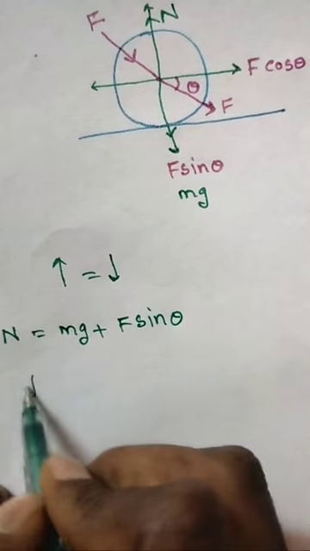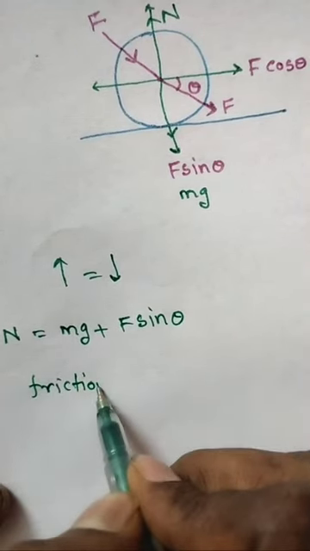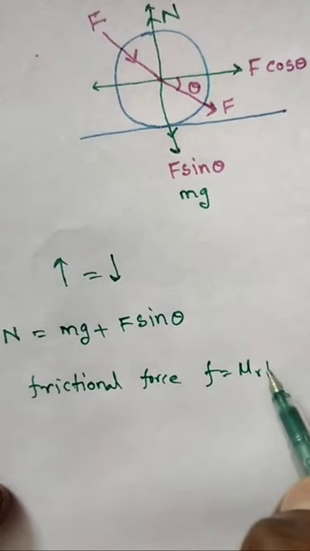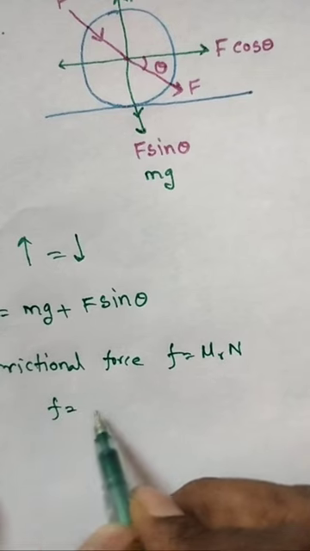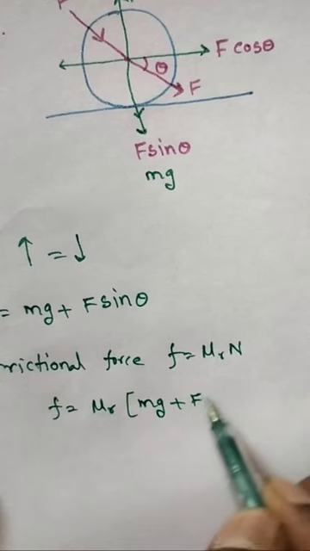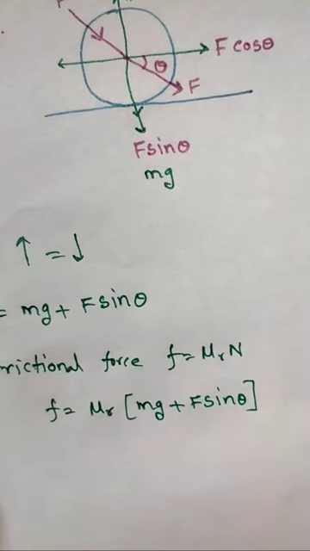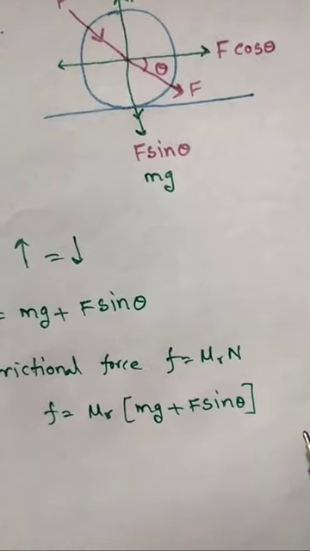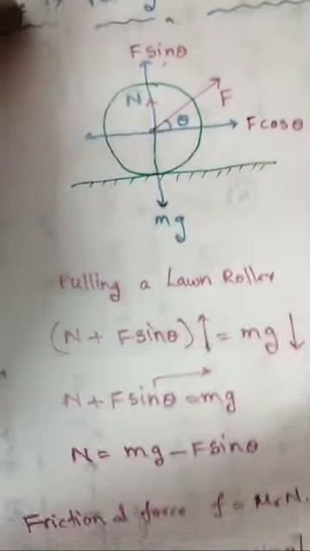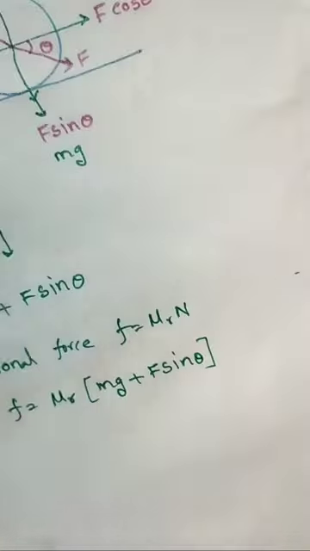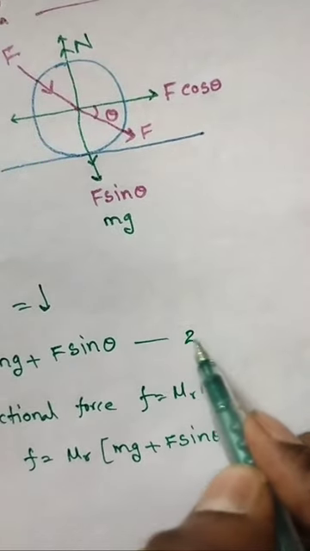And so what is the frictional force here? Frictional force F is equal to mu r into capital N. F is equal to mu r into (mg plus F sin theta). So in the previous equation, this is a previous one, this is equation number 1, and this is equation number 2.